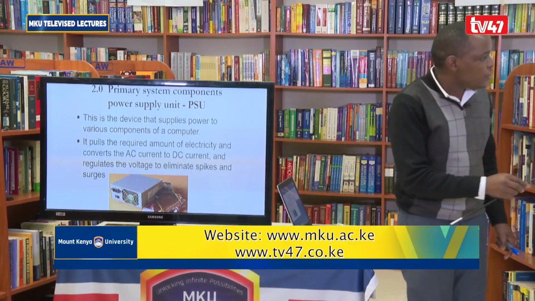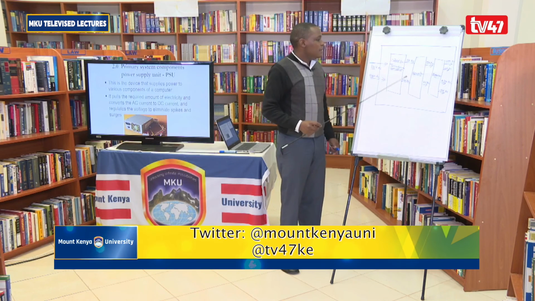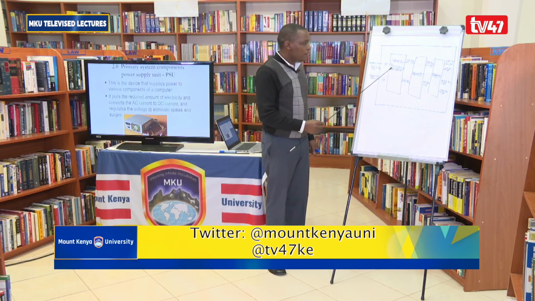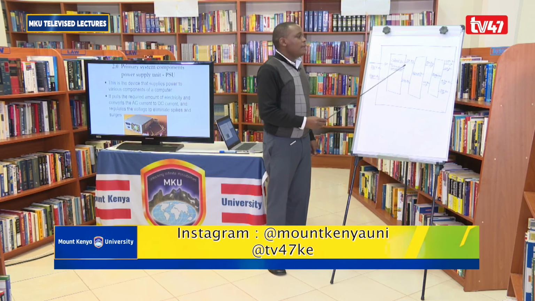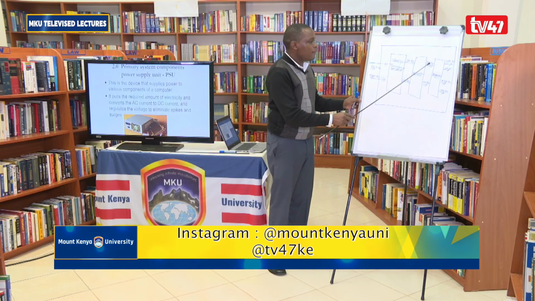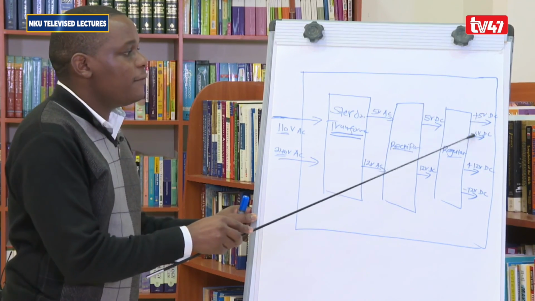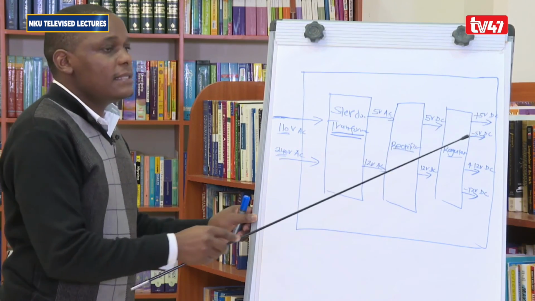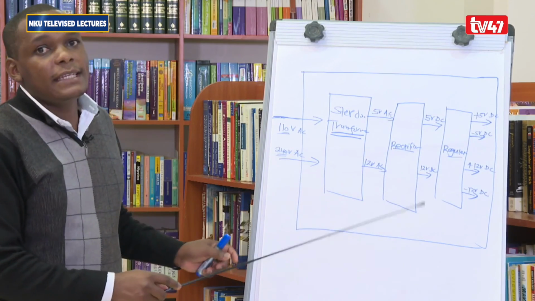And this is what you get from this component here, positive 5 volts, negative 5 volts, and so on. The combination of these voltages. So when the power gets to the power supply unit, it is stepped down from 240 volts by the transformer into 5 and 12 volts. And then it gets to the rectifier, which converts the AC to DC voltage, and then later it gets to the regulator, which separates the positive voltage and the negative voltage that is connected to the different connectors. That is how the power supply unit works.